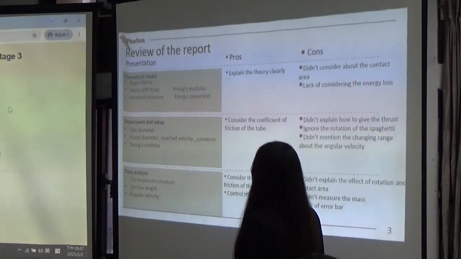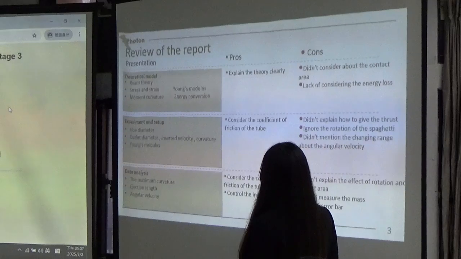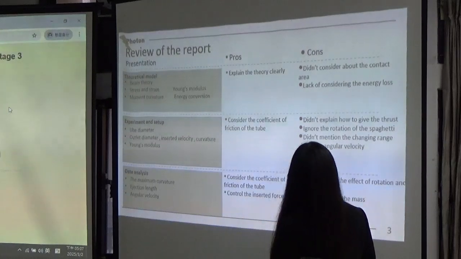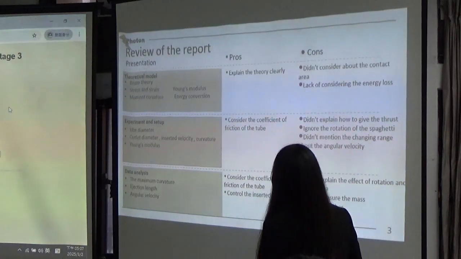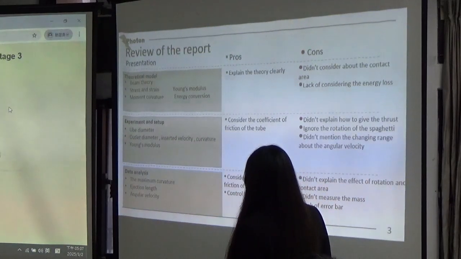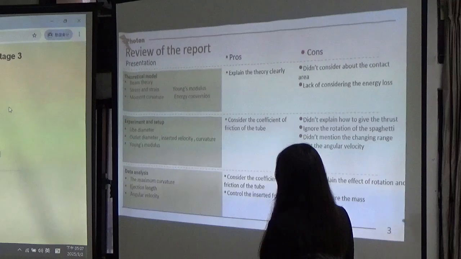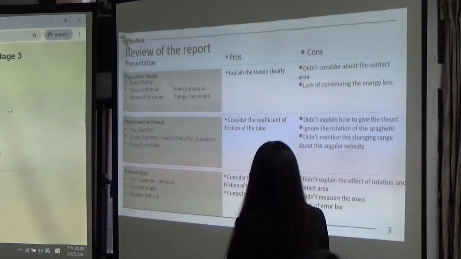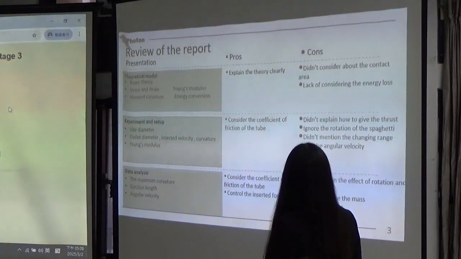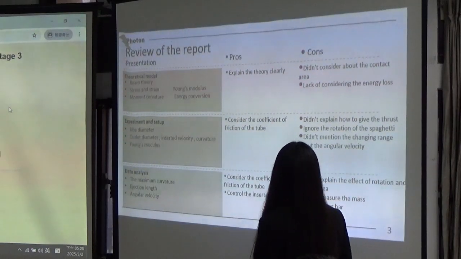In the theoretical model, she talked about beam theory, stress and strain, moment curvature, Young's modulus, and energy conversion. I think she explained the theory clearly, but she didn't consider the contact area and lacked consideration of the energy loss. In the experiment and setup, she changed the tube diameter, the outlet diameter, the insertion and the curvature. I think she considered the coefficient of friction of the tube, but she didn't explain how to get the thrust, ignored the rotation of the spaghetti, and didn't mention the changing range of the angular velocity.